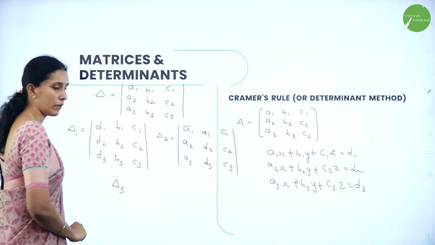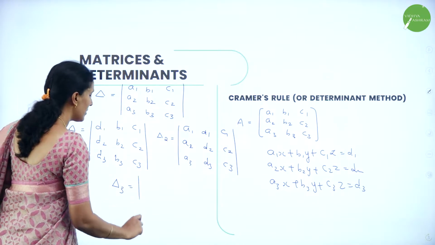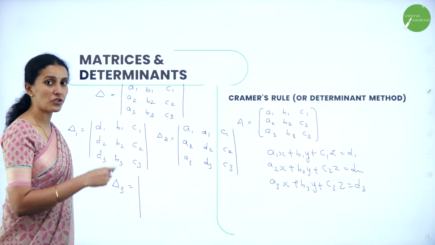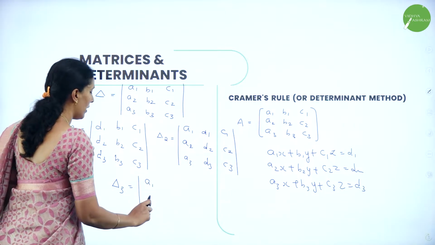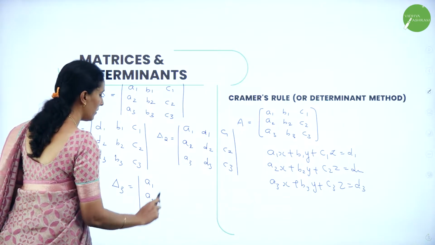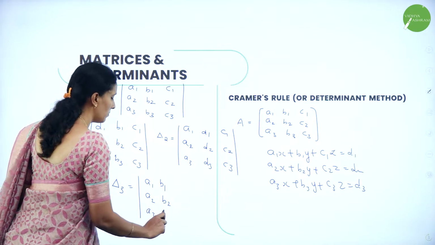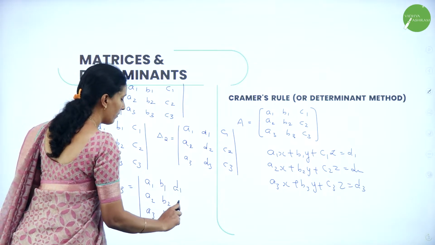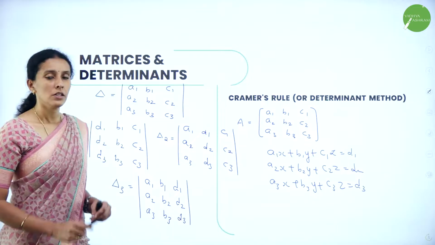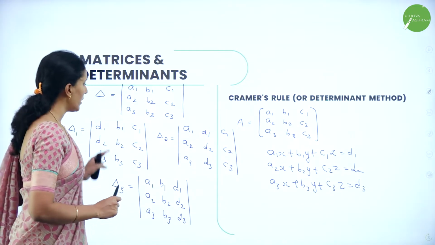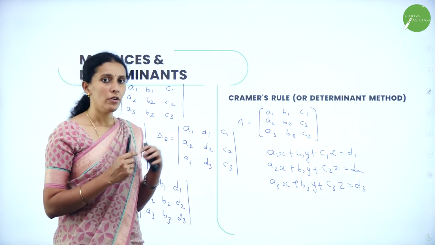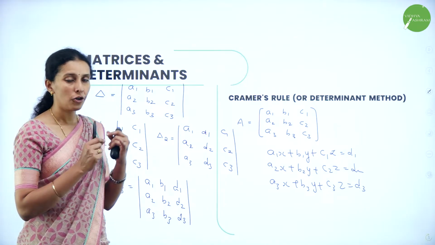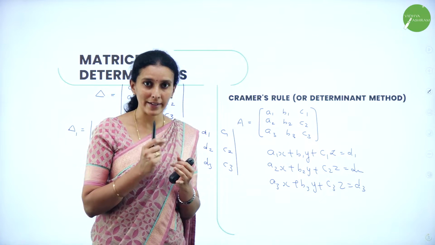Similarly, delta 3 we will take. Delta 3 means you are replacing the coefficients of z with the constants d. So therefore here A1, A2, A3, B1, B2, B3, D1, D2, D3. On solving each of these determinants, you will get a real number. After finding the real numbers, we find the values of x, y, z.